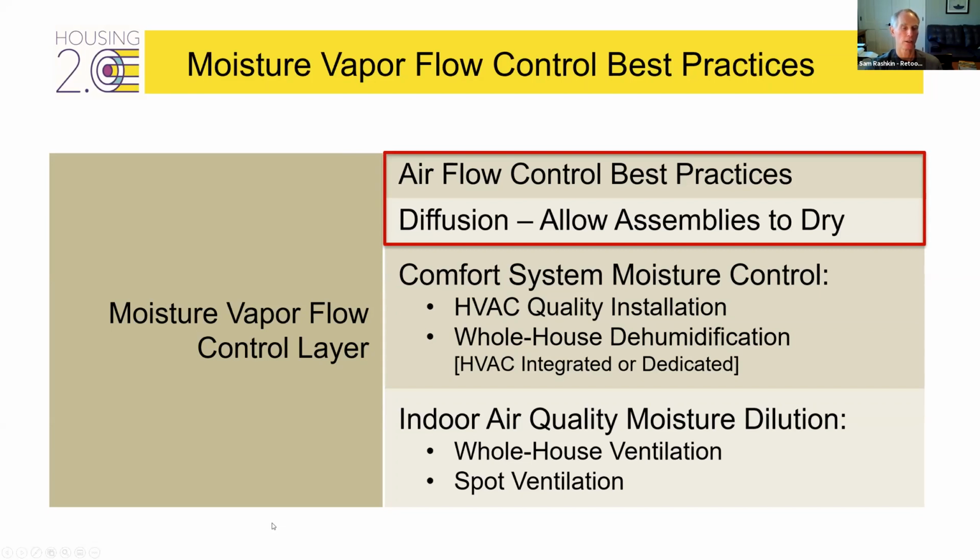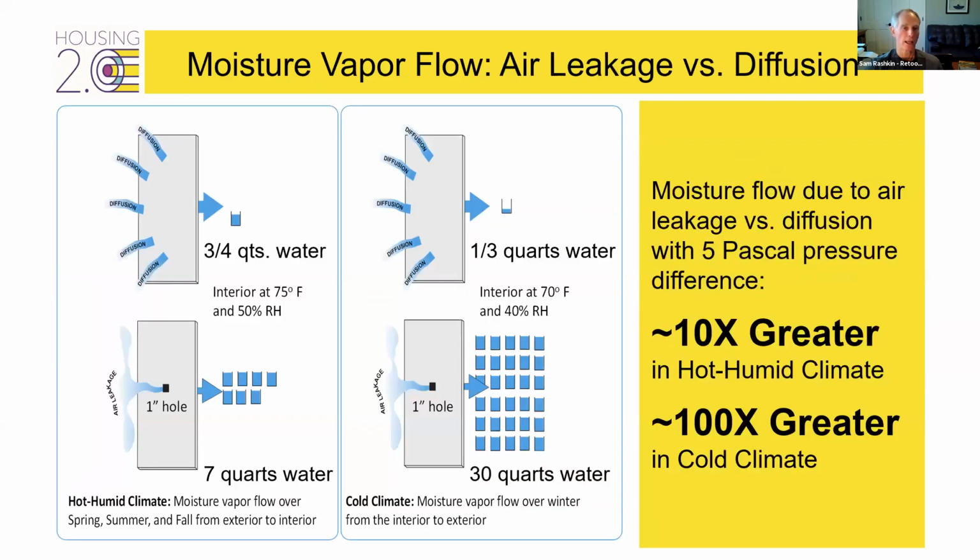That's your main enclosure elements that have to deal with moisture vapor. And the key point I want to get across again is simple, is air leakage is overwhelmingly more important than diffusion. So on the left, you have hot, humid climates.